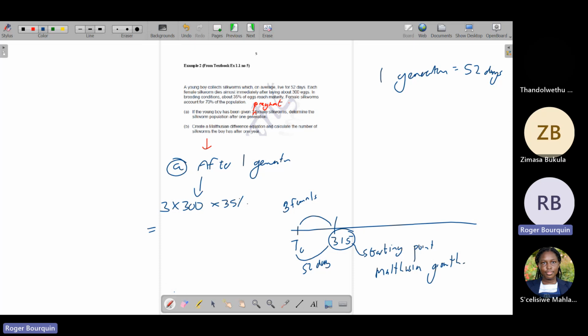So how many days are left till the end of the year? It's going to be 365 minus 52, right? From here to here, which is 313 days, right? In 313 days, it's quite tough for some. Okay, but are you with me?